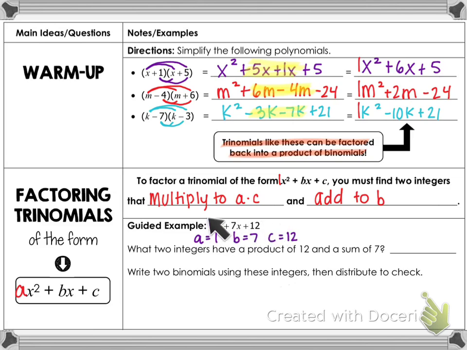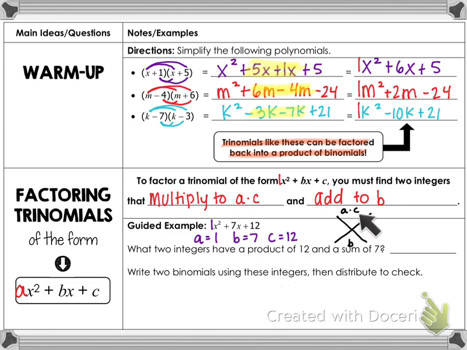So this is in standard form, the greatest variable to the least variable. Your a is the number in front of x squared, your b is the number in front of x, and your c is the constant, or the one that doesn't have a variable. So then we're going to draw an x. On the top of this x, we're going to write a times c, and on the bottom, we're going to write b. Now look what we just wrote. To factor a trinomial, you must find two integers, or two numbers, that multiply to a times c, so multiply to this number, and add to b, or add to the bottom number. Well, we just labeled a, b, and c, so what's a times c?